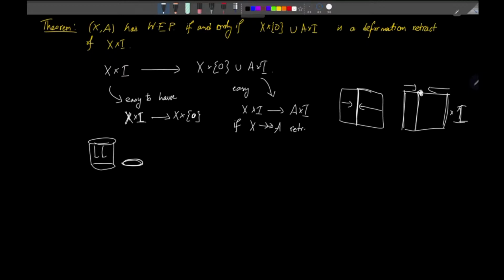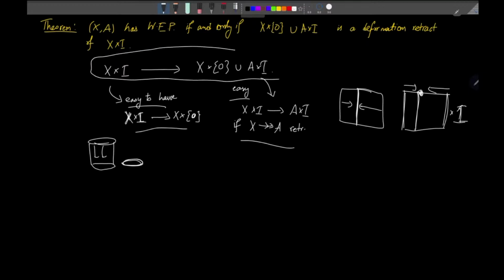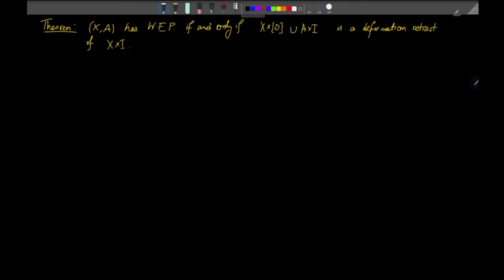So because it's easy to have this kind of retract and this kind of retract, we expect that it is easy to have a retraction which is like this. And in fact that is true, which is the content of the next theorem, or rather less of a theorem, more of a proposition, that any CW complex has this property, has the homotopy extension property.